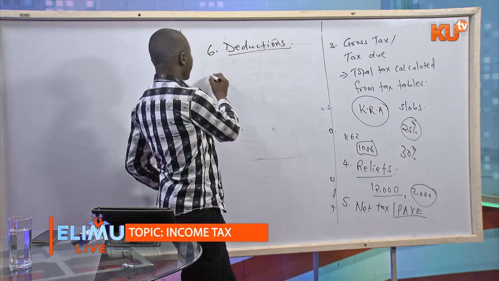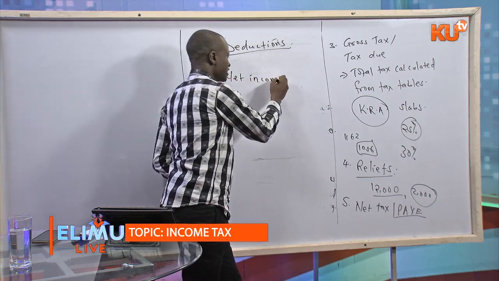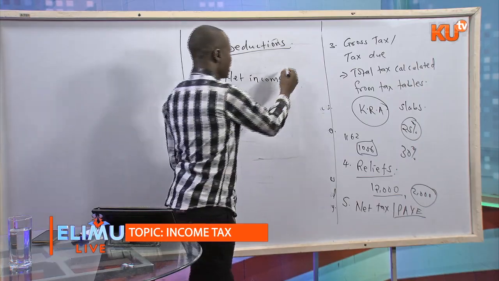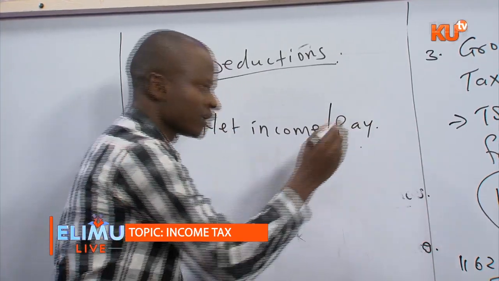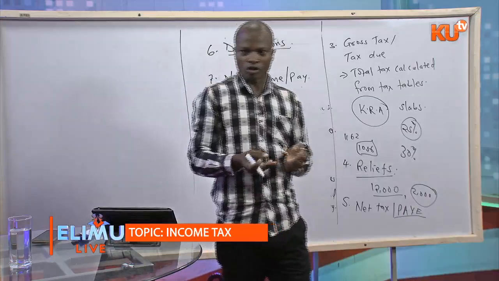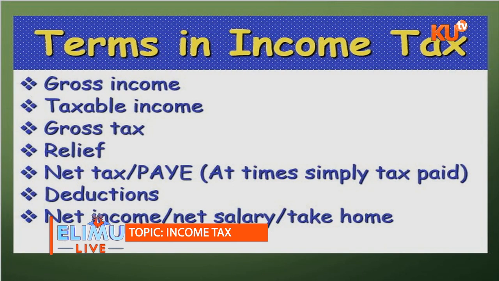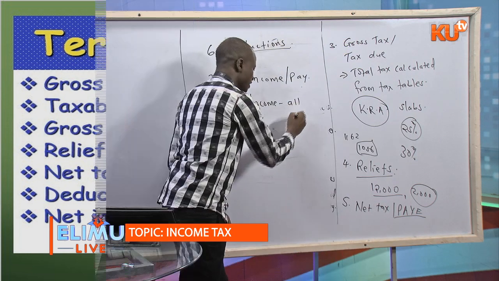Then lastly, we have what we call the net income. Net income can also be called the net pay. The net pay is how much you will take home. This is what you'll actually get in your account after all deductions. So looking at what we've been defining from the beginning, this is the same as gross income minus all deductions.